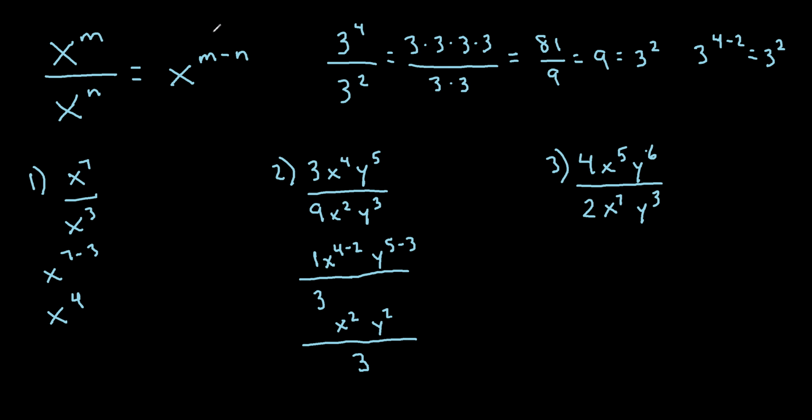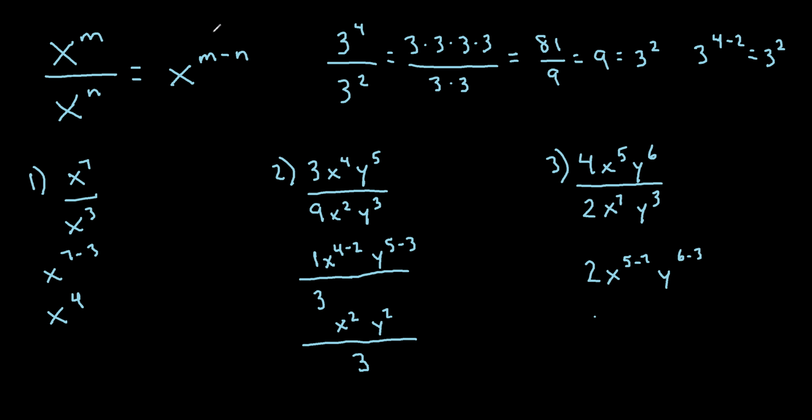We have 4x to the 5th, y to the 6th divided by 2x to the 7th times y to the 3rd. So we'll start by saying 4 divided by 2, that's just 2. And then we have x to the 5th in the numerator and x to the 7th in the denominator. So we can rewrite that as x to the 5 minus 7. And then we have y to the 6th in the numerator and y to the 3rd in the denominator. So we can rewrite that as y to the 6 minus 3.